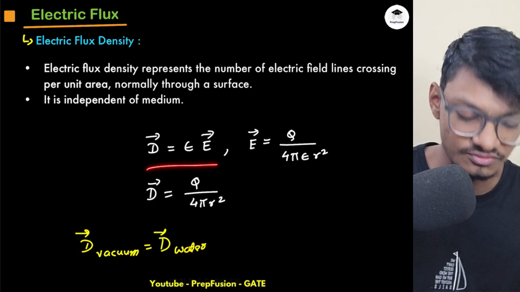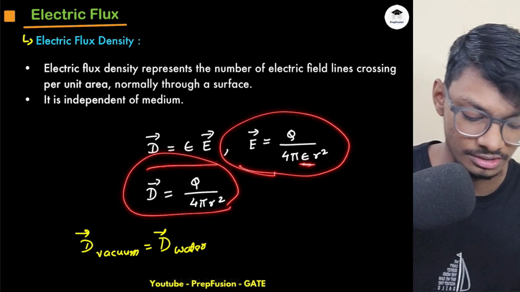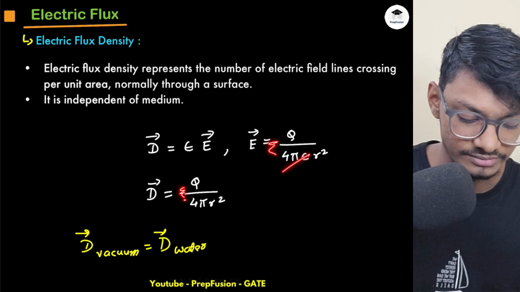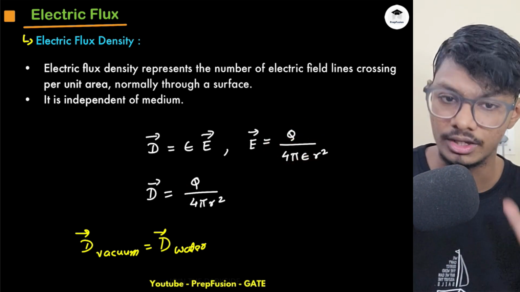Okay, so D has this formula, E is this for a point charge, and D will be independent of epsilon, because if I multiply epsilon with this, epsilon will get cancelled and it will be Q by 4 pi r square. It will be independent of epsilon. I hope you got the point.